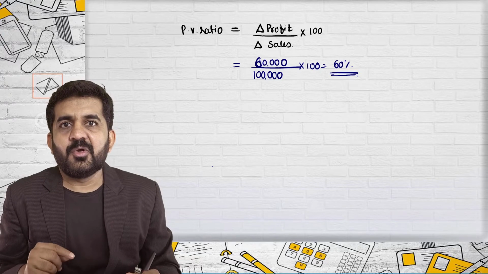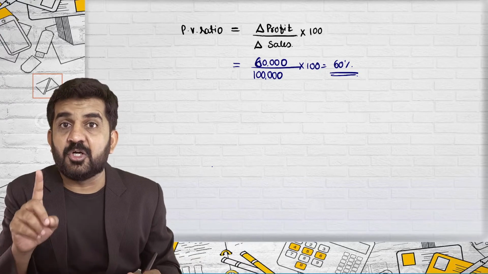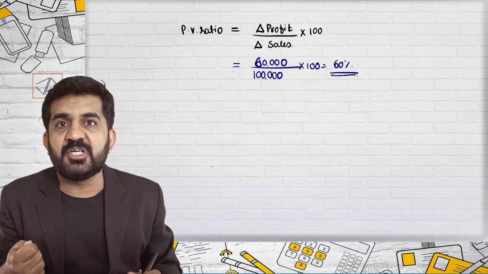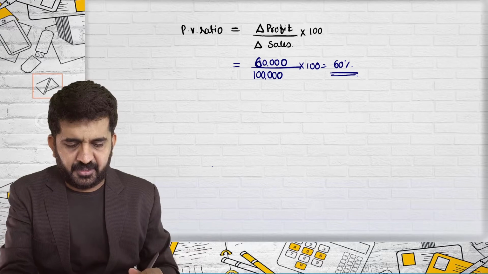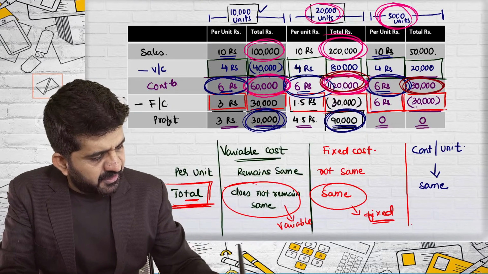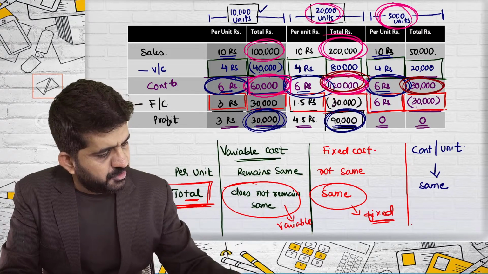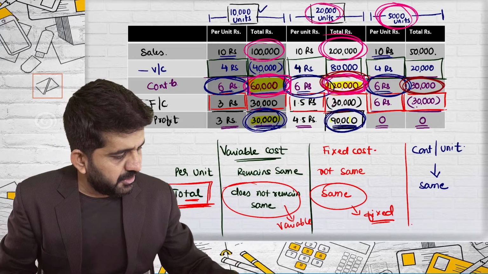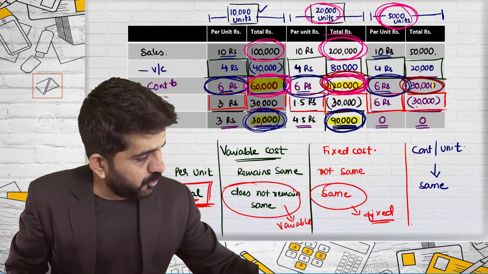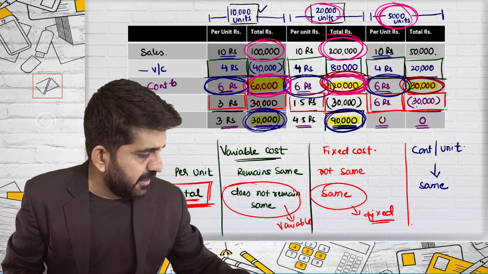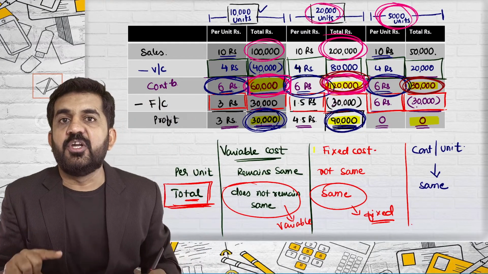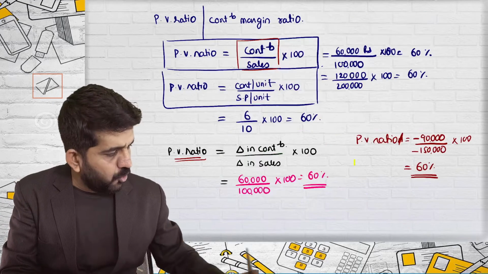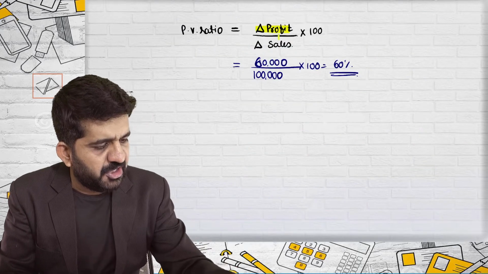See, change in contribution and change in profit in terms of rupees. I am not talking about percentage. Don't confuse it with leverage. Change in percentage and change in rupees is something different. Contribution goes from 60,000 to 1,20,000, profit from minus 30 to 30, minus 90 to 0; the difference is 60 every time. So change in contribution is equal to change in profit. Instead of change in contribution, I am writing down change in profit.